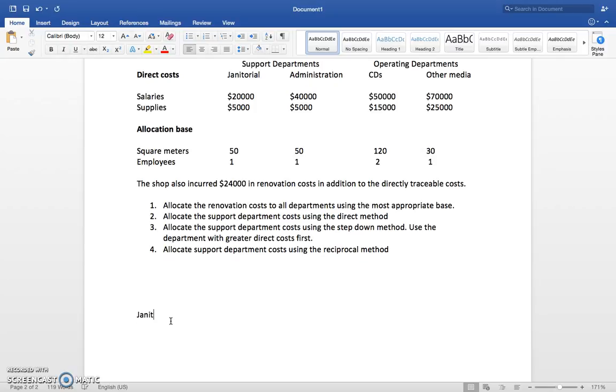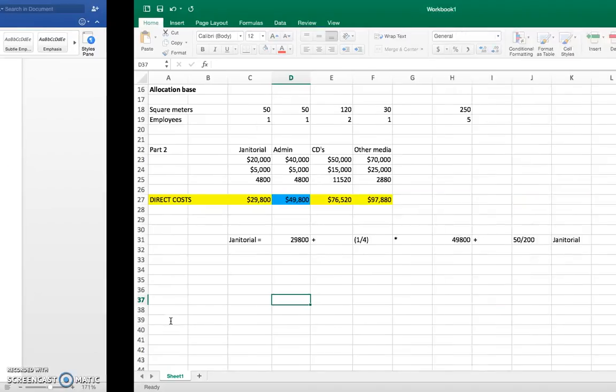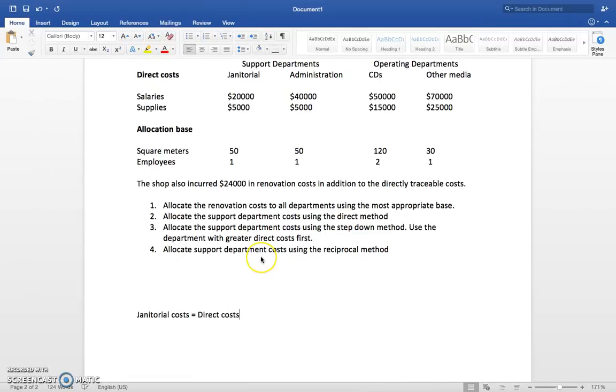So janitorial, we're going to start off with janitorial costs equal to your direct costs, which are given over here in the Excel file, plus, since we're acknowledging that it uses the other support department, we need to include that here. But how would we do that? So janitorial costs use up some part of administration, right? That like the employees are relevant to administration, right? But that one employee is still working in janitorial. That means that we need to acknowledge that and include that in our calculation.